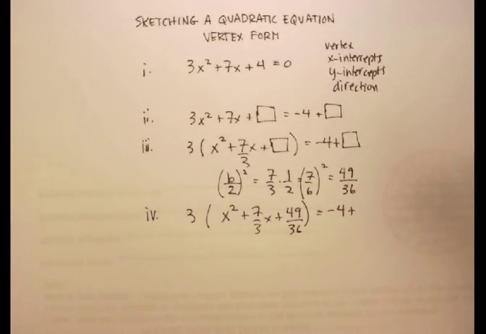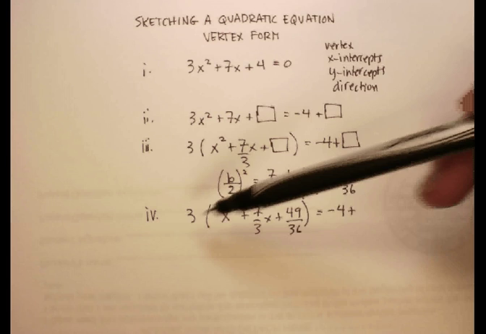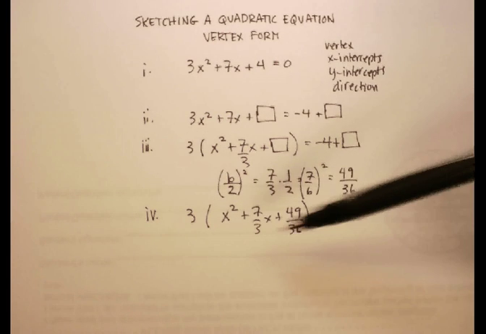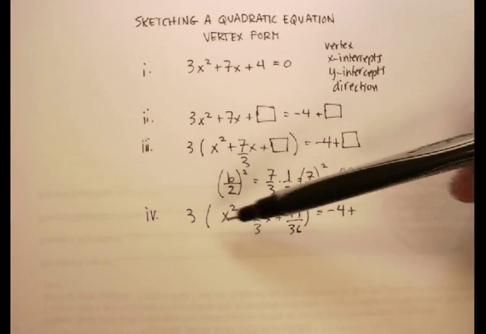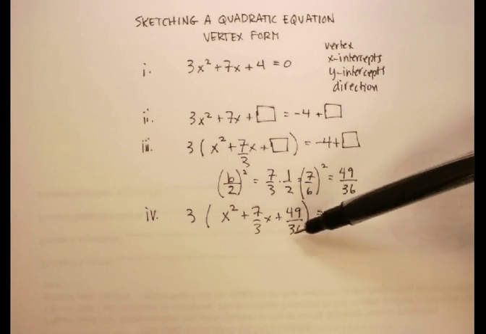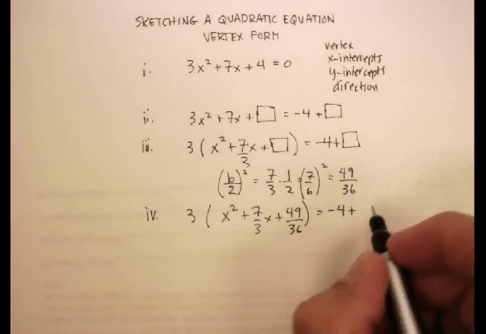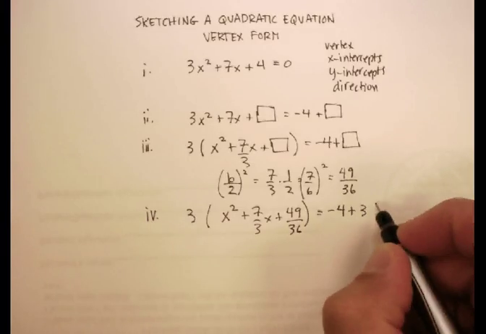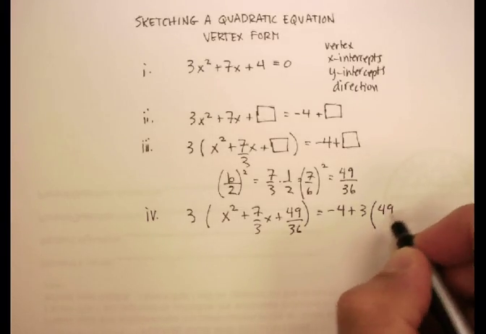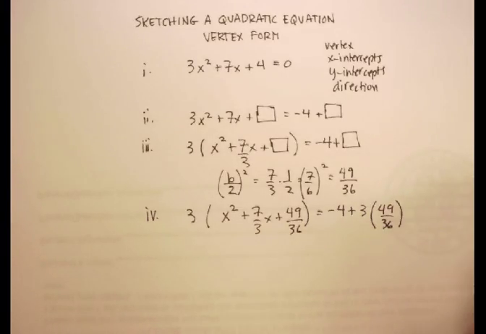Now here you've got to be careful. What did I just add to this whole side? Notice in the parentheses I added 49 over 36, but what am I multiplying that parentheses by? I'm multiplying it by 3. So what I'm adding to this side is also 3 times 49 over 36.